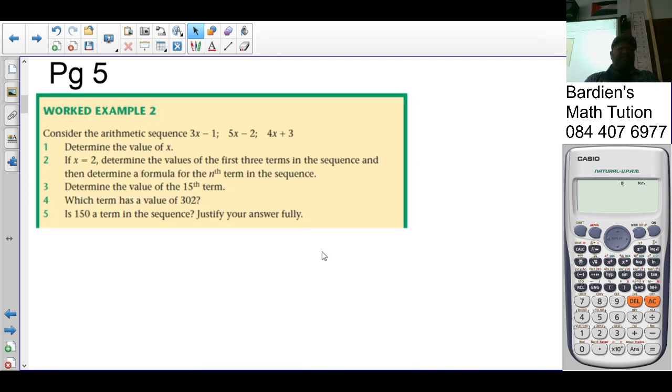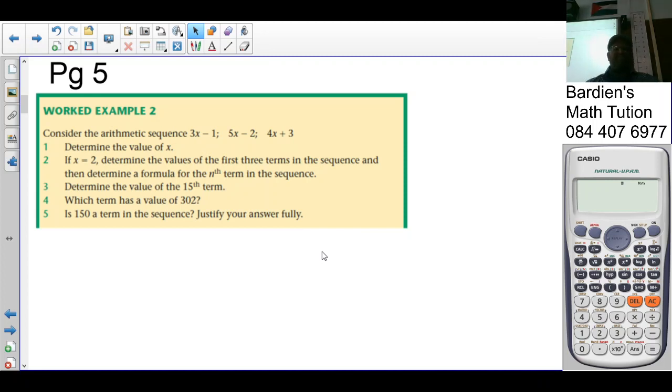We are told consider the arithmetic sequence 3x minus 1, 5x minus 2, and 4x plus 3. So what do we note at this point already? It says consider the arithmetic sequence. So what can we consider? It is arithmetic. Not so? What did we say is exclusive to arithmetic patterns? It has a constant difference. Not so?